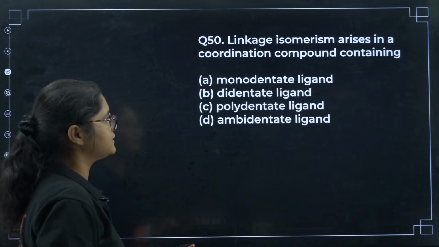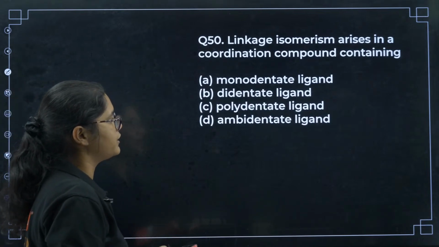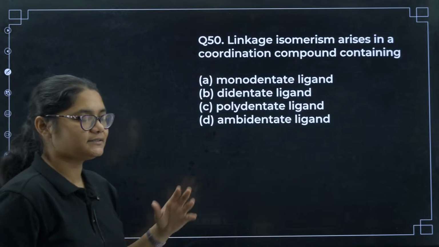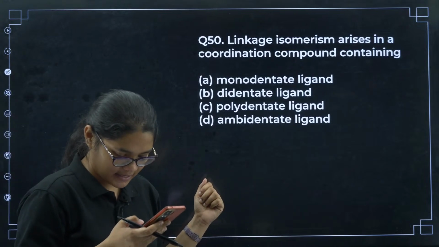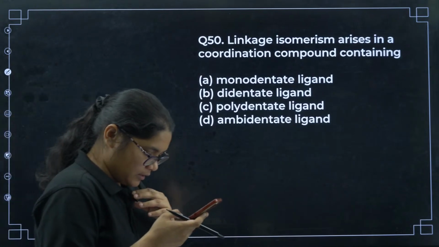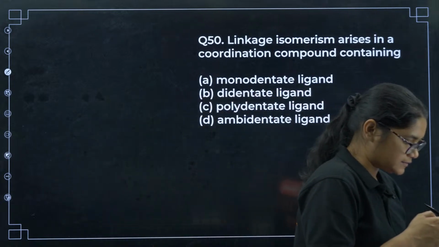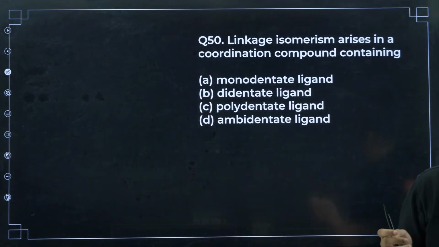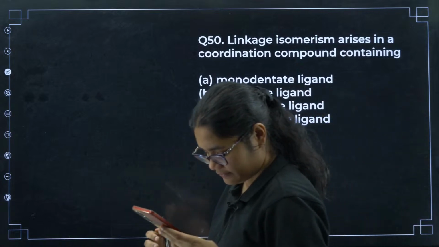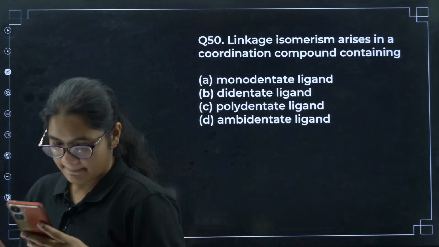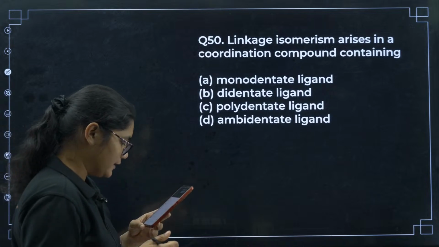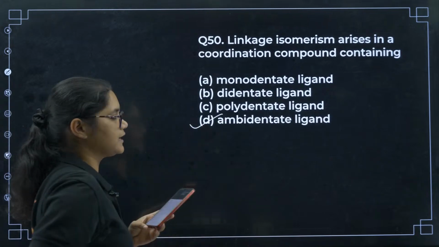Linkage isomerism arises in a coordination compound containing. Yes, very simple question. We have discussed this question. Yes, students, quickly answer this one. Yes, 50D is the correct answer.